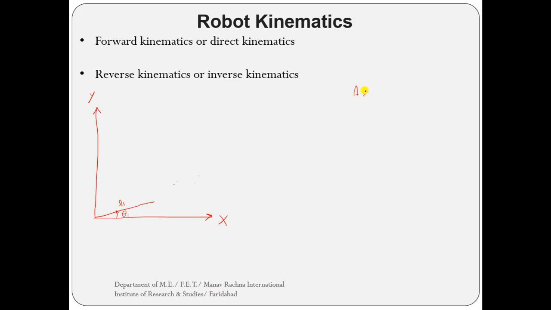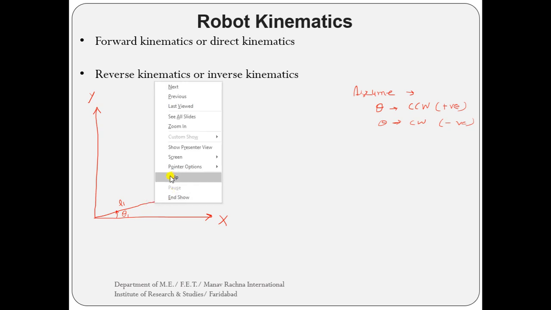Here we assume theta in the counterclockwise direction is taken as positive, and theta in the clockwise direction is taken as negative. So this is the first link, having length L1 with angular position theta 1 with the x-axis, and this is the second link. If we extend link 1, that is the axis of link 1, and this is the angle with link 1.